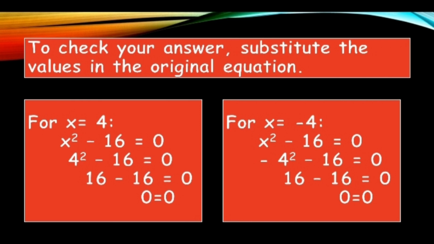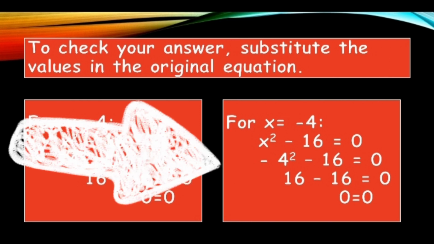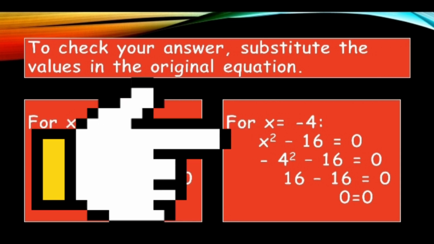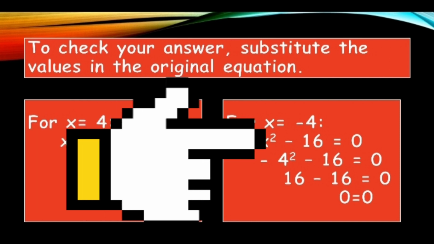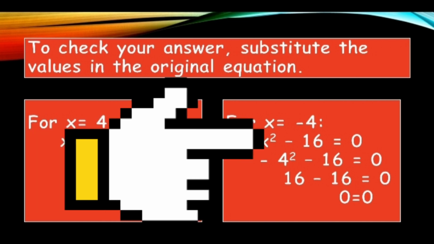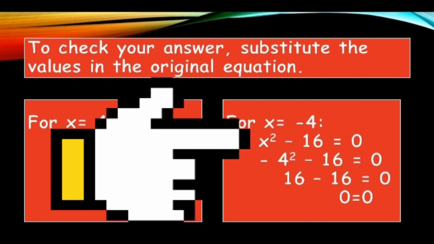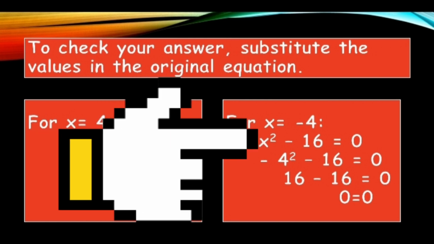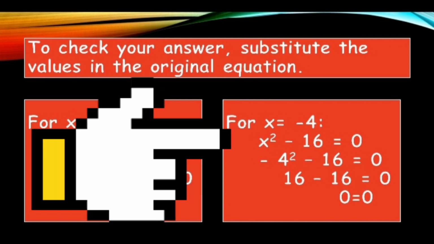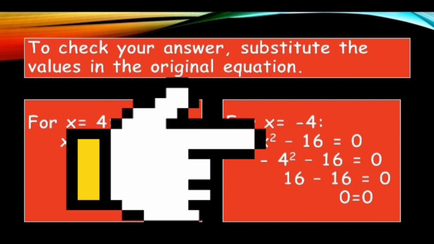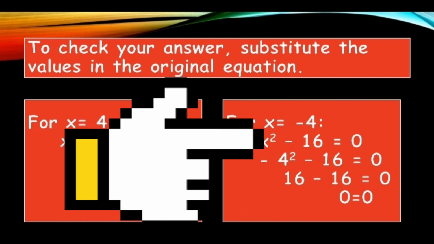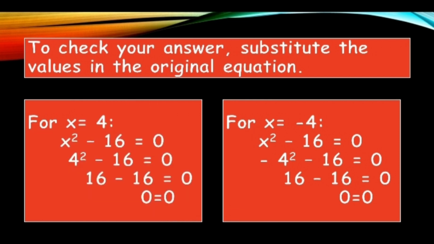Okay, for the next equation, we have negative 4. We substitute negative 4 to x. So, negative 4 squared minus 16 is equal to 0. And negative 4 times negative 4 or negative 4 squared is equal to positive 16. So, positive 16 minus 16 is equal to 0. So, therefore, your equation is also balanced. So, our answer is correct. That is simply how we check our answers by substitution.